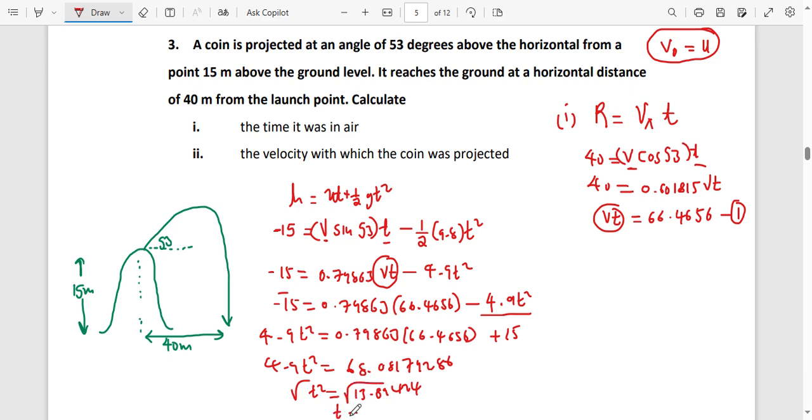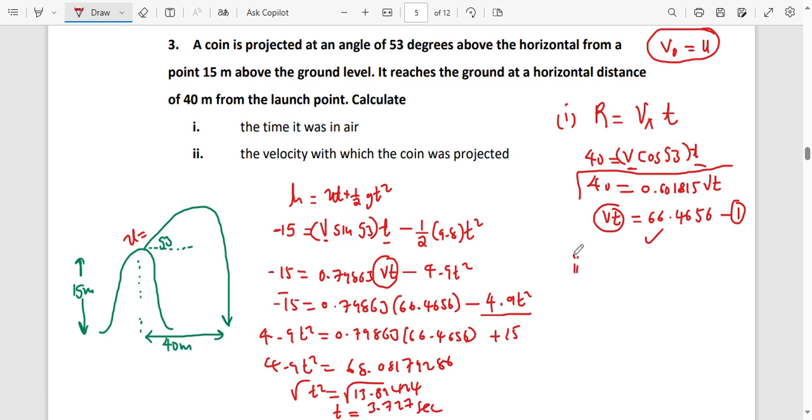I'm going to find that t is going to be equal to 3.727 seconds. So that's the time of flight. And then the velocity with which the coin was projected. Now to find the velocity with which the coin was projected, that's the initial velocity here. You can use any one of these equations. You can just pick it from here to be easy. You can see that equation, 40 is equal to that. Or you can actually pick it from here, vt is equal to 66.4656.